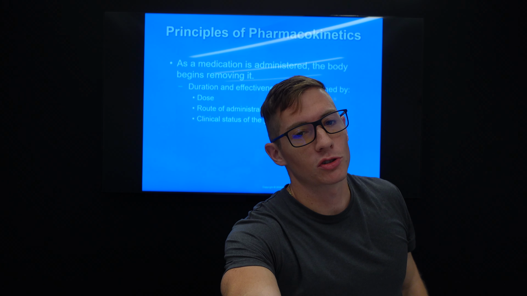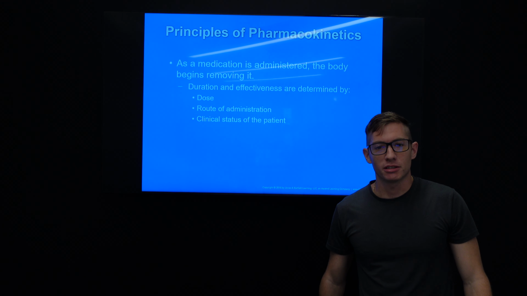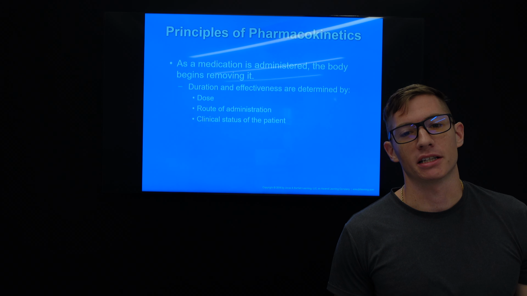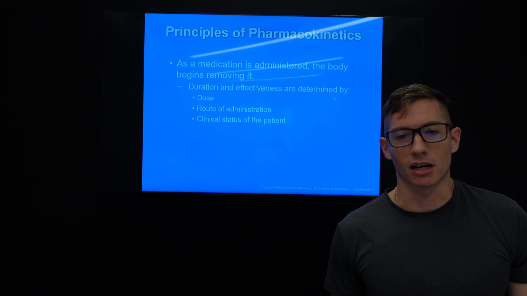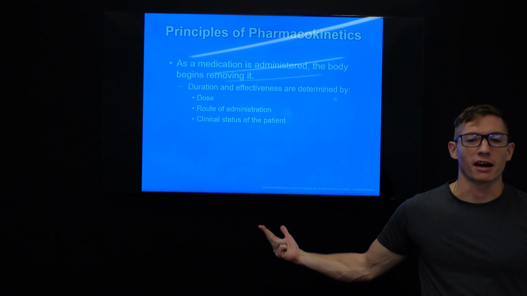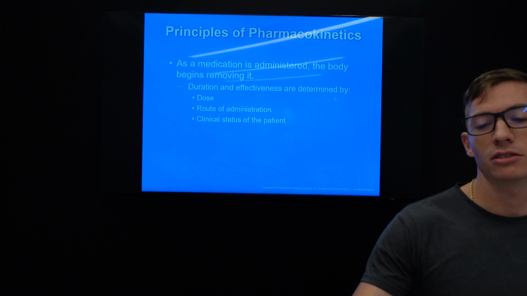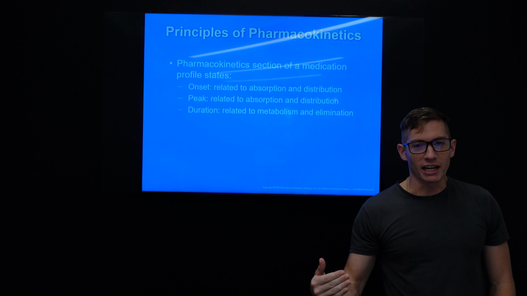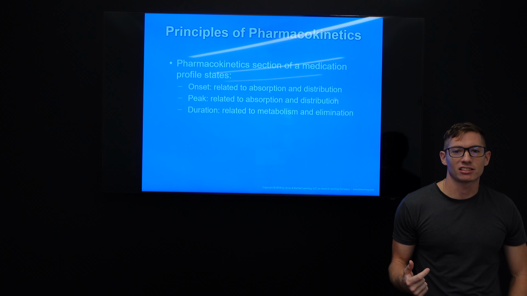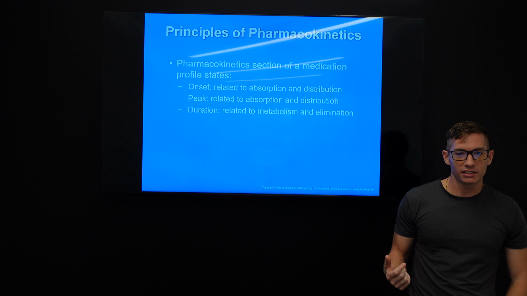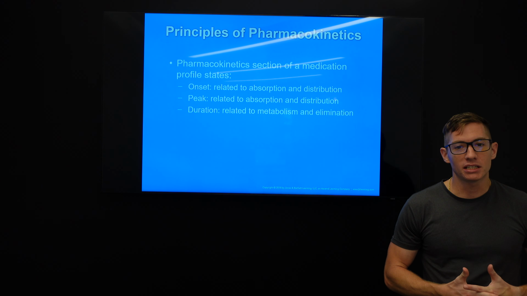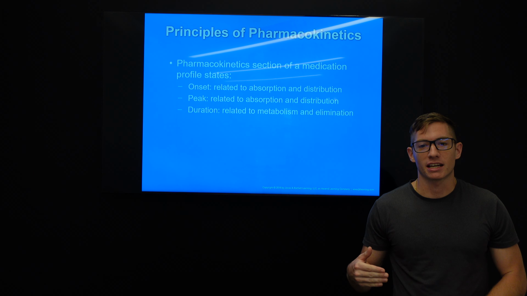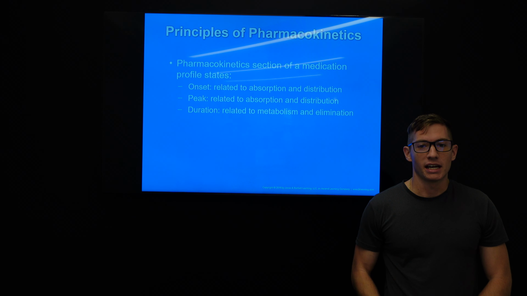Okay. Principles of pharmacokinetics. As the medication administered in the body begins moving and being removed from the body, the duration and effectiveness of the medication are determined by your dose, your route of administration, and the clinical status of your patient. The pharmacokinetic section of the medication profile states the following. The onset is related to absorption and distribution. Peak is related to absorption and distribution. And duration of effect is related to the medication's metabolism and elimination.